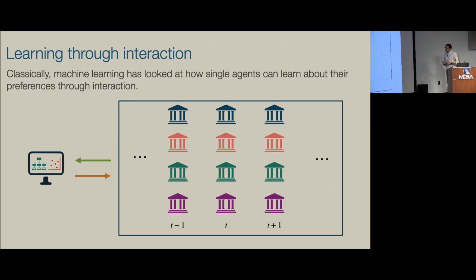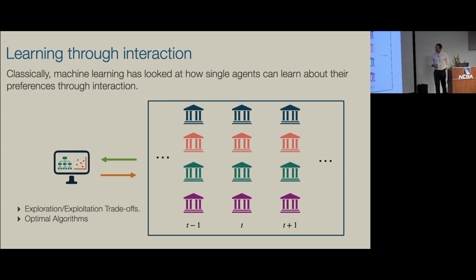So learning through interaction has been looked at a huge amount in the machine learning literature, but normally it's been in this context where a single agent has to learn about their preferences through repeated interaction with an environment. In this case, our toy algorithm has multiple options at each round, and it has to choose an option to learn about its preferences over those options. The general problem here is really how do you deal with exploration and exploitation, and in the really simple stochastic bandit setting, we know all the optimal algorithms for it. We have algorithms that match lower bounds and so on and so forth.